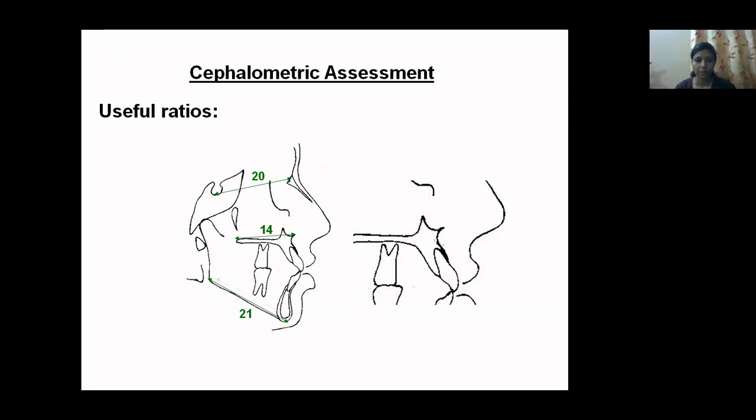this will tell about which area is at fault and where the correction is required. Here the SN plane is 20, the maxillary plane 14 and the mandibular plane 21. And the mandibular body to ramal height 5:7 ratio is a normal ratio. For the nasolabial angle 1:4, for the upper nasolabial angle and the lower nasolabial angle. If a discrepancy exists, that will give us an idea.